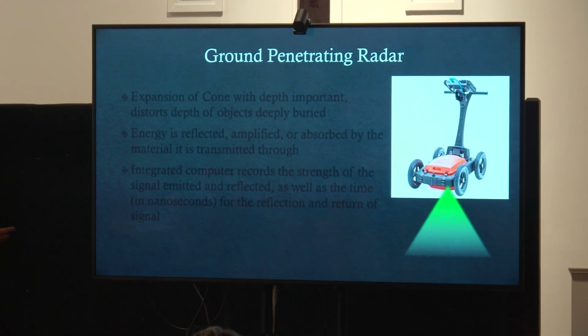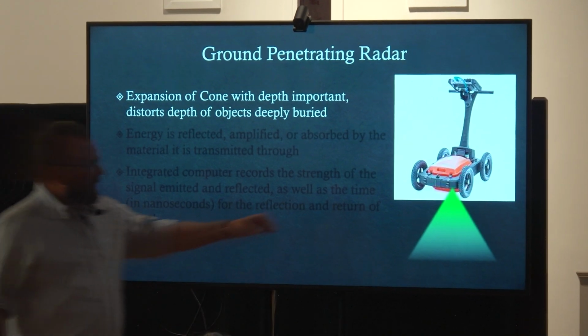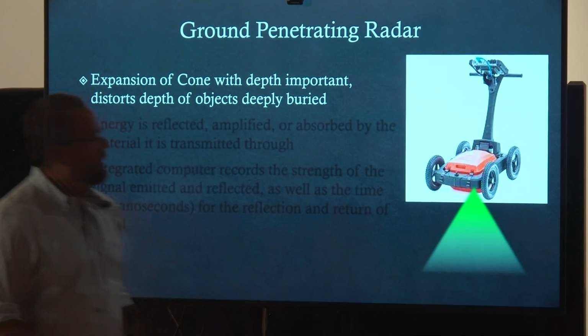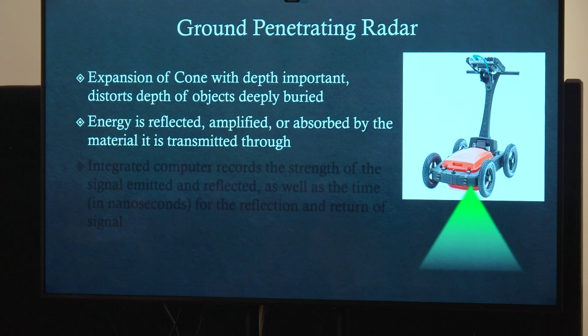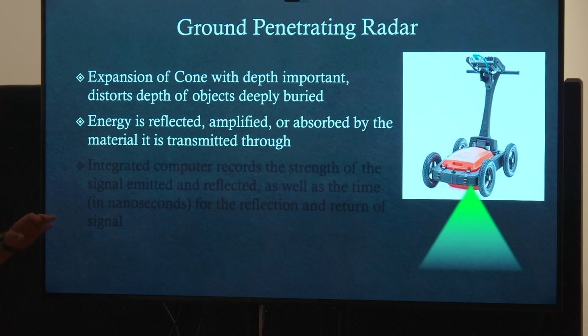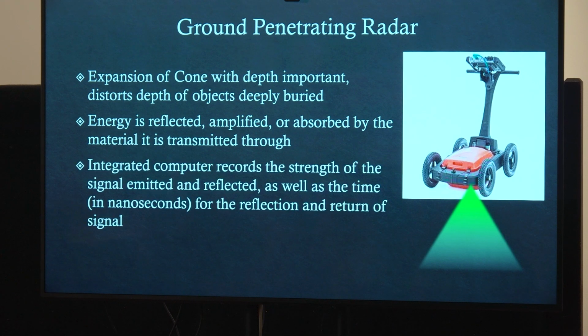That's important because it's not staying at the same rate, right? And because it's not the same rate, it is difficult to understand how deep something is because of the physics of it. So that distorts the depth of objects within radar. The radar energy is reflected, amplified, or absorbed by the material it's transmitted through. That means that it comes back, it disappears, or it speeds up.